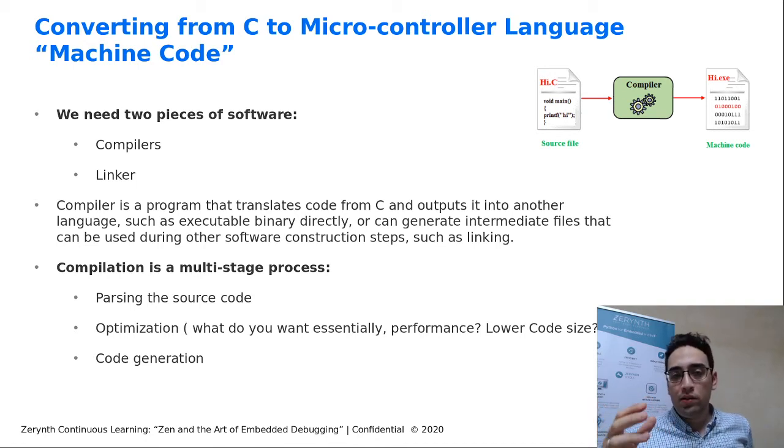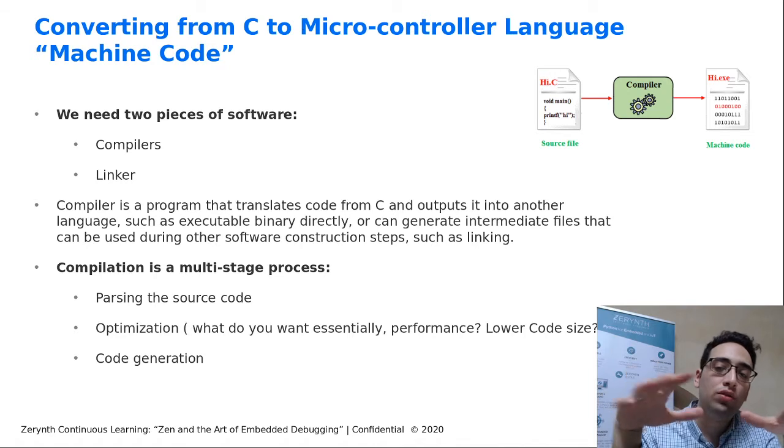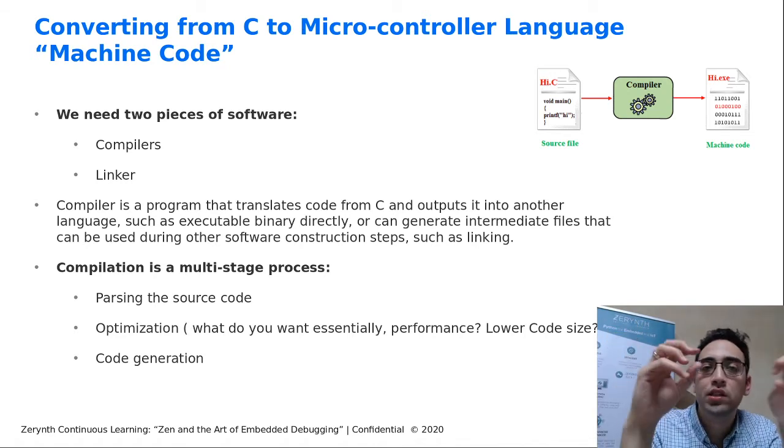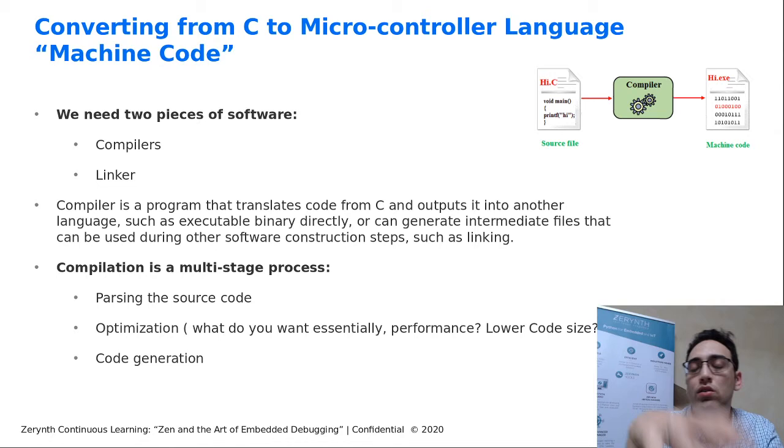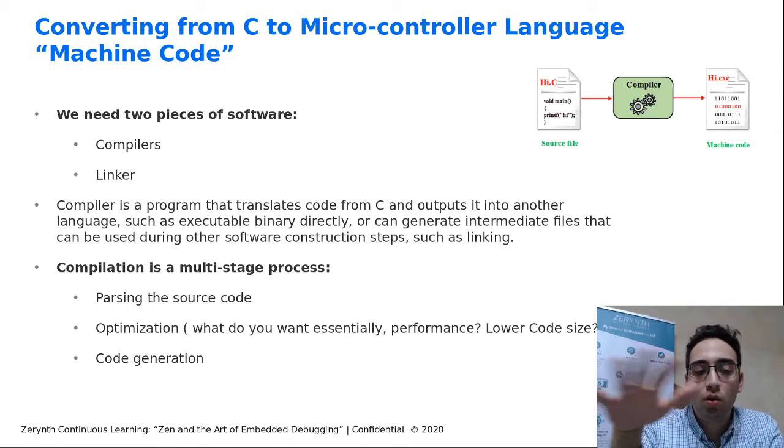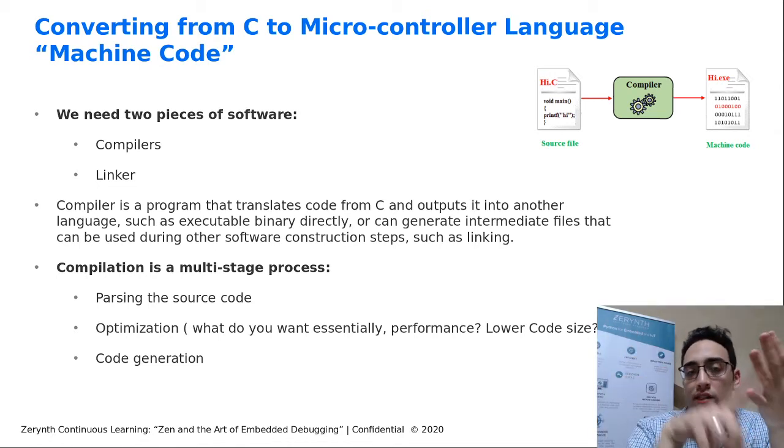So compilation is a multi-stage process. It involves first parsing the code. So the compiler has to figure out what you have written, essentially. What's the meaning of this? Is this the correct function, etc.? So this is the compilation process. That's the first part, actually parsing the code.